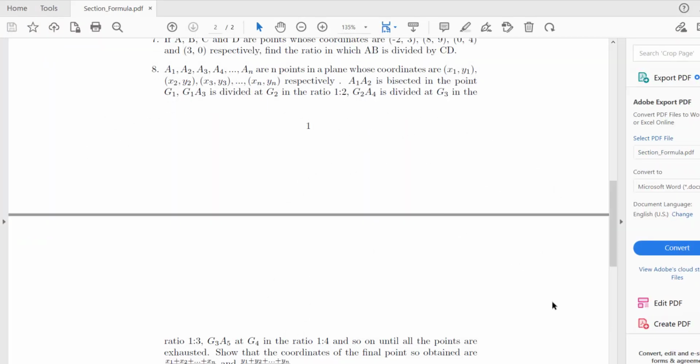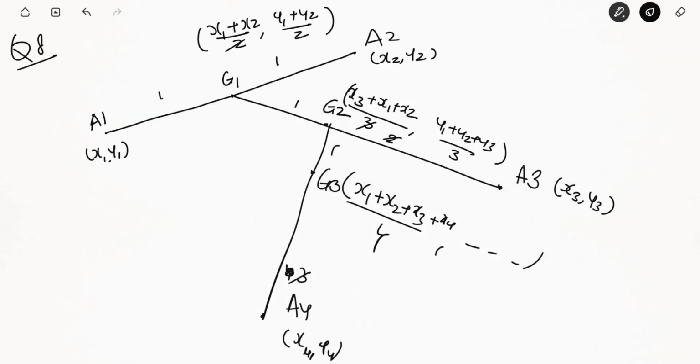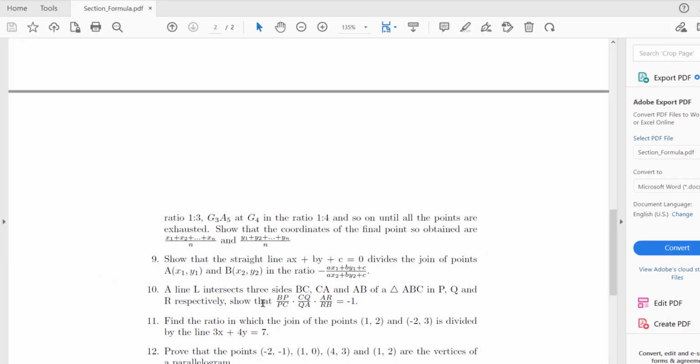And if we keep doing this, at the end the final point will be what? (x1 plus x2 plus so on, xn) over n. That's what we had to prove. That was a very easy question. The only thing we had to do was apply the formula in a recursive way. Let's move to the next question, question 9.